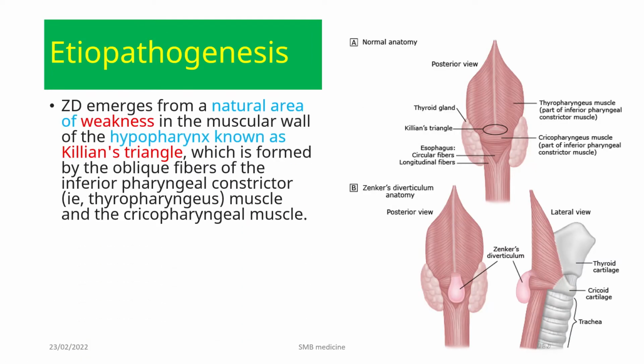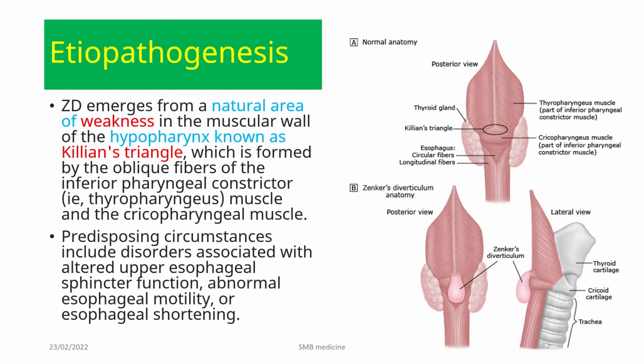How does it develop? It emerges from a naturally weak area in the muscular layer of the hypopharynx, known as Killian's triangle, which is formed by the oblique fibers of the thyropharyngeal muscle bilaterally and the horizontal layer, the cricopharyngeal muscle. So here is the triangular area with the weak part, called Killian's triangle, where the false diverticulum named ZENKER'S diverticulum occurs. As you can see, this is the lateral part and this is the posterior part.